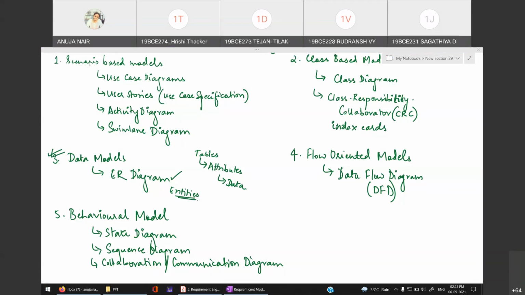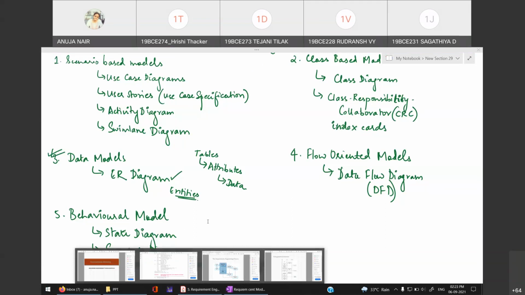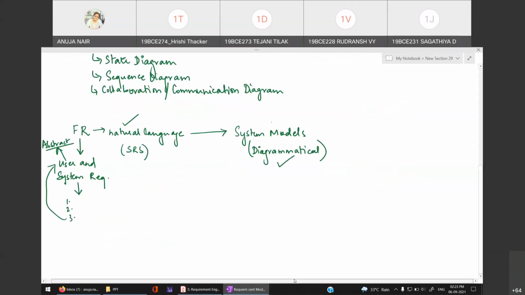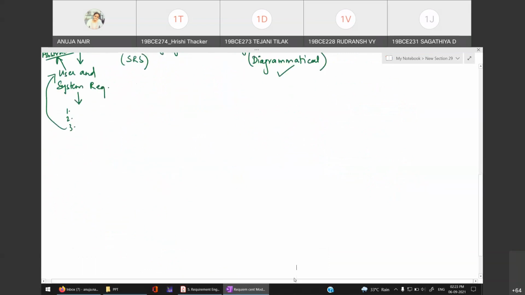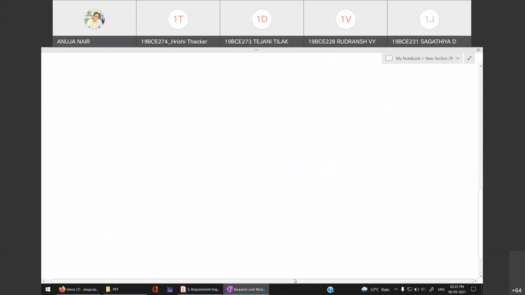Right? So we'll be talking about the scenario-based model today. Now, let us jump to the scenario-based model. When I talk about the scenario-based model, the first diagram in it is your use case diagram. Always understand that scenario-based models are represented from the viewpoint of an actor. And when I say actor, an actor here is nothing but a stakeholder.